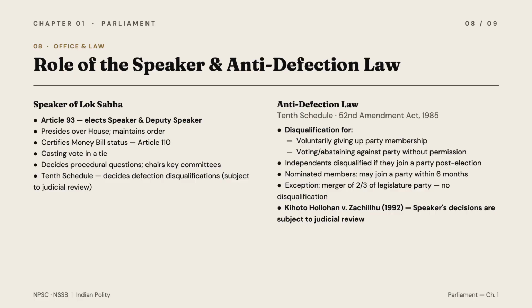Voluntarily giving up party membership. If you leave your party and join Congress, the defection law will apply to you. You will be disqualified. Voting or abstaining against the party without permission. Now if your party and Congress vote, and you go against your party without permission, you are defecting, they are going against, right? So again, kind of like collective responsibility. If you are a member of a party, you have to follow their lead, you have to listen to them and so forth. It is to protect party interests, okay?